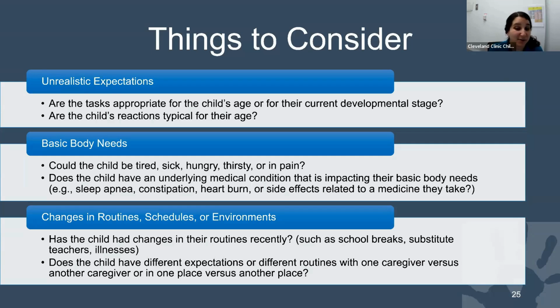Other things to consider would also be, could the child have any underlying medical condition that might be impacting how they're acting? Is a child trying to avoid a certain food because maybe they're always getting heartburn or constipation from that food? Or does the kiddo often appear pretty tired and also tends to act out a lot? Could they have sleep apnea? So those are all things to consider.